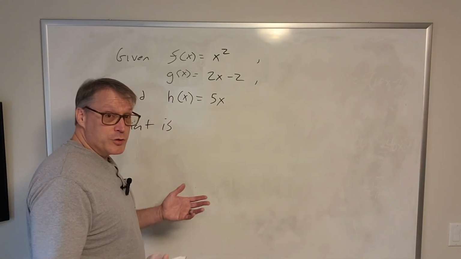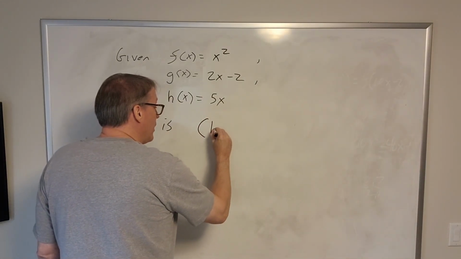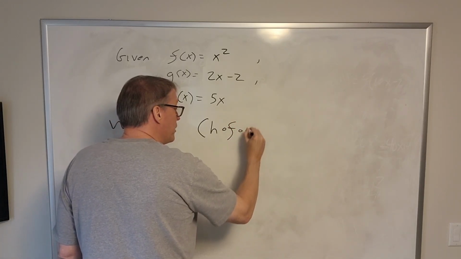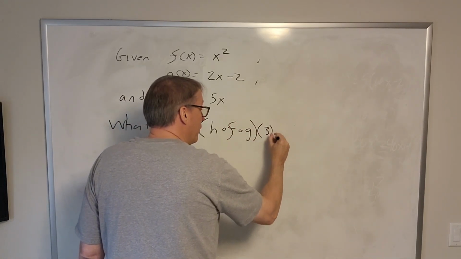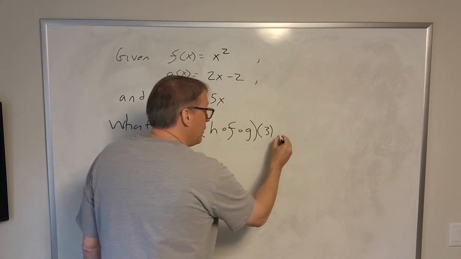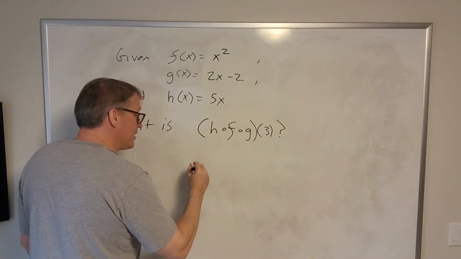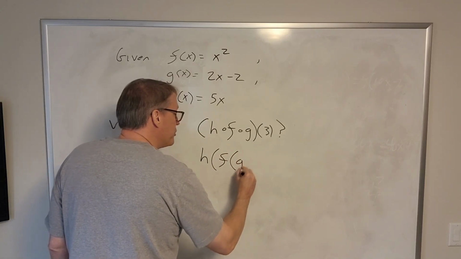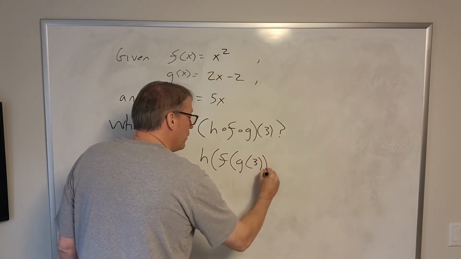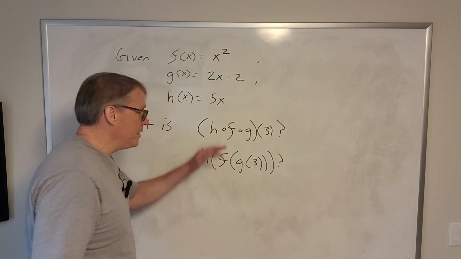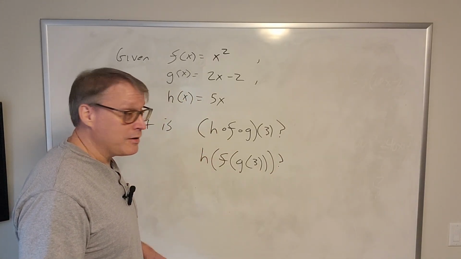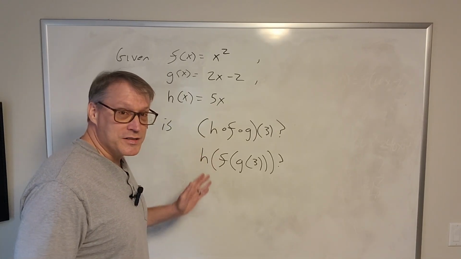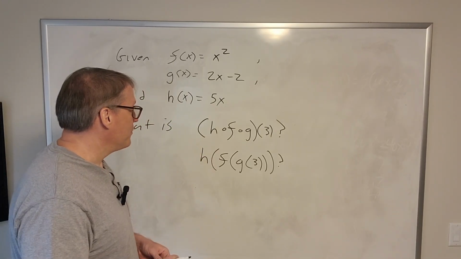A similar one they can give you is something like this. What is h of f of g of 3? In that case, all that means is what is h of f of g of 3? These two statements are equivalent. So just know that going in. If you see those little circles like that, that just means of. It's a function composition notation.